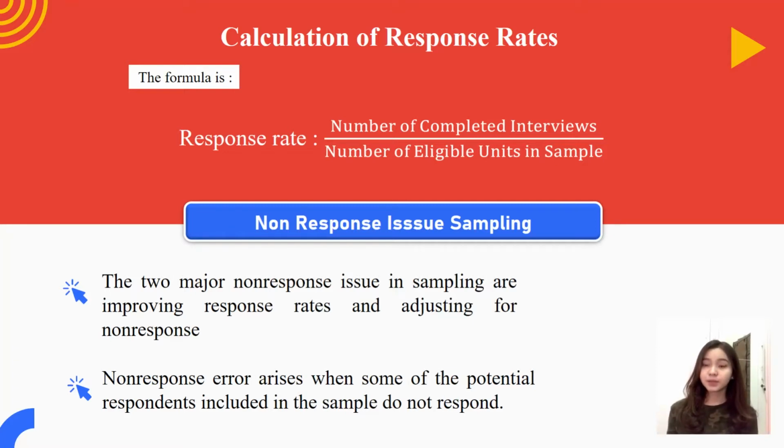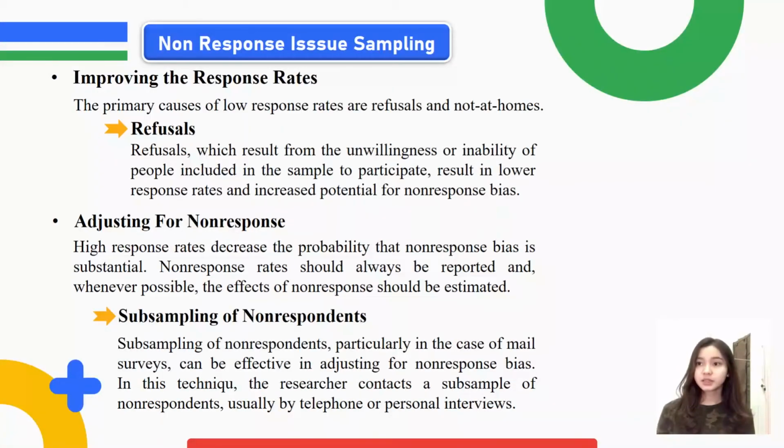Non-response issues in sampling. The two major non-response issues in sampling are improving response rates and adjusting for non-response. Non-response error arises when some of the potential respondents included in the sample do not respond. The next one is non-response issues in sampling.